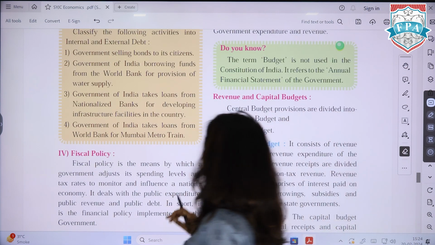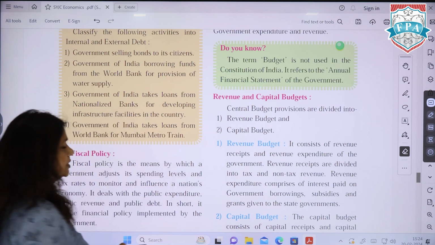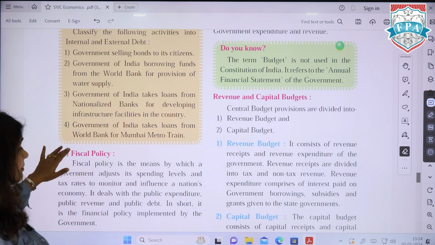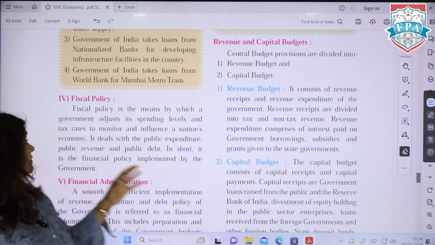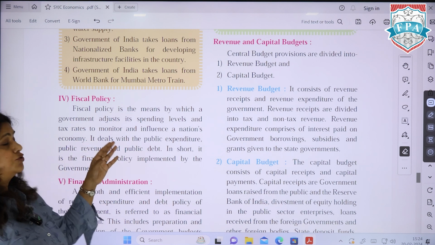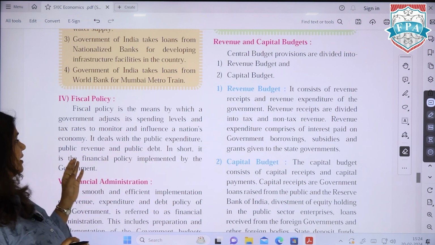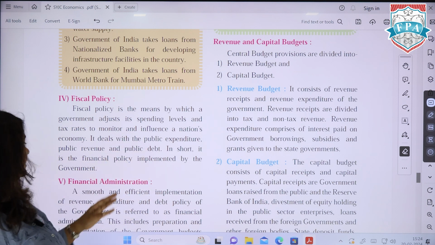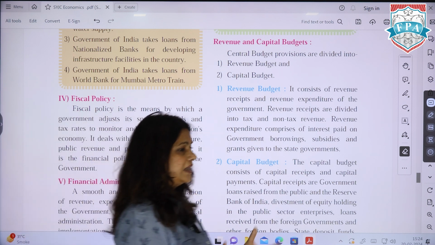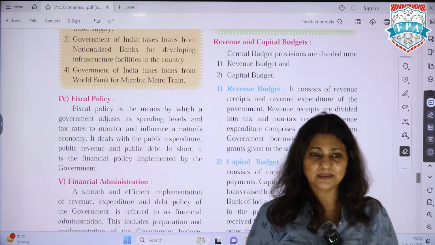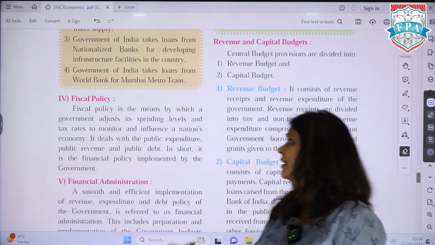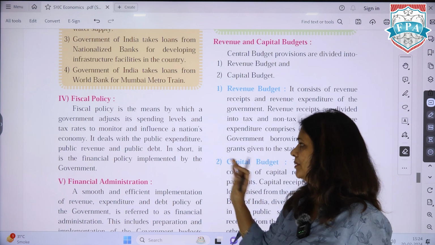Now coming up to fiscal policy. Fiscal policy is the means by which the government adjusts its spending levels and tax rates to monitor and influence a nation's economy. In short, it is a financial policy implemented by the government. That is, from where we are raising money, how much we are raising, and where we are spending money. That's what fiscal policy is all about.